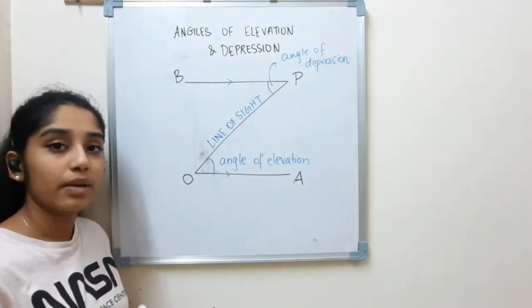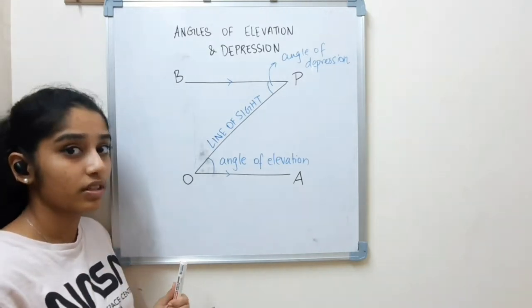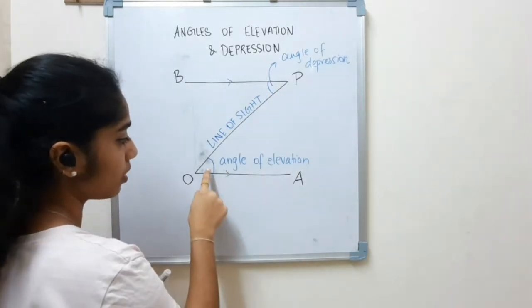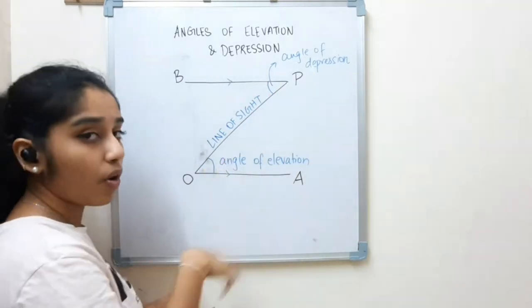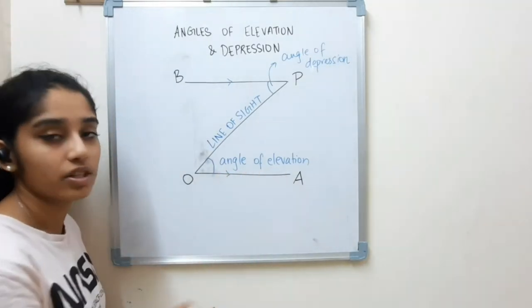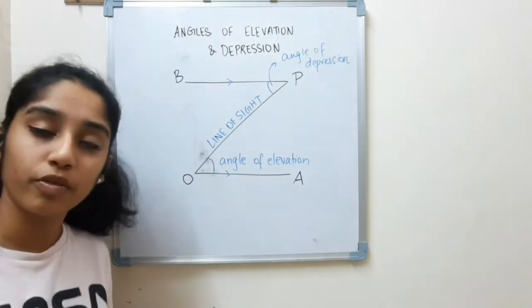In questions, they will give you the angle of depression is 30 degrees. So you write 30 here, and this will also be equal to 30. Or they may give directly the angle of elevation to be 30 degrees. So either way, this can be done. Let's move on to the question.